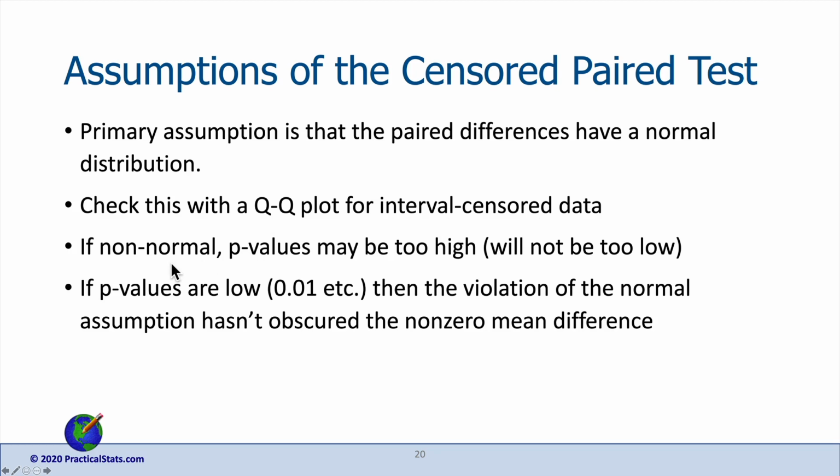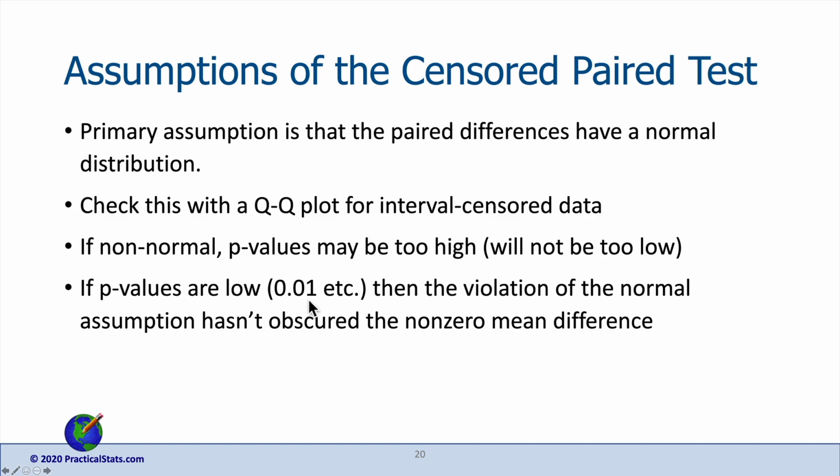If the data are not normal, the p-values might be too high. This is just like any other parametric test. If you don't meet the test assumptions, the p-value gets pushed up and you will not see differences that are really there. They will not be pushed down and be too low. So they're going to give you false negatives in terms of the test results, not false positives. That's a characteristic of parametric tests.